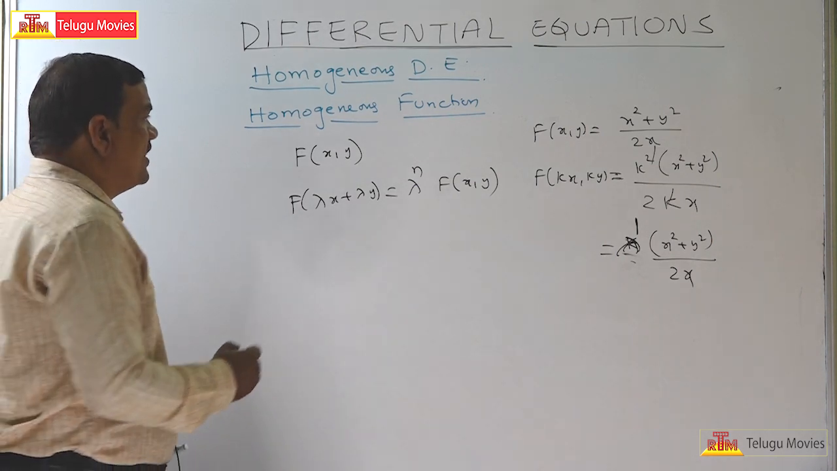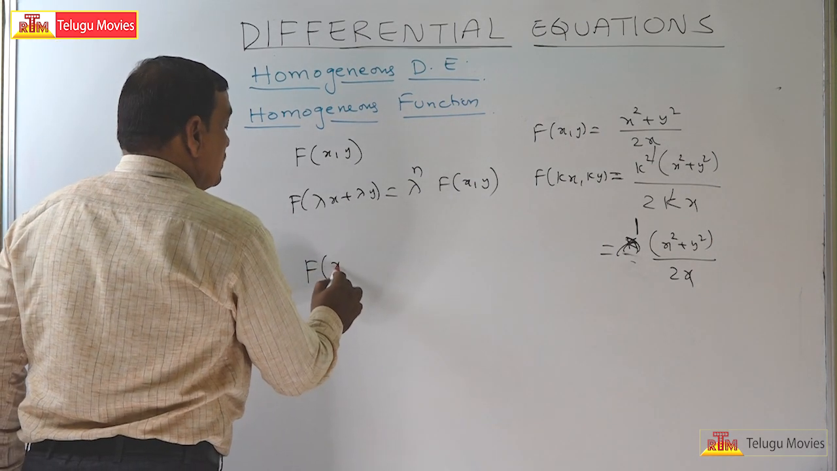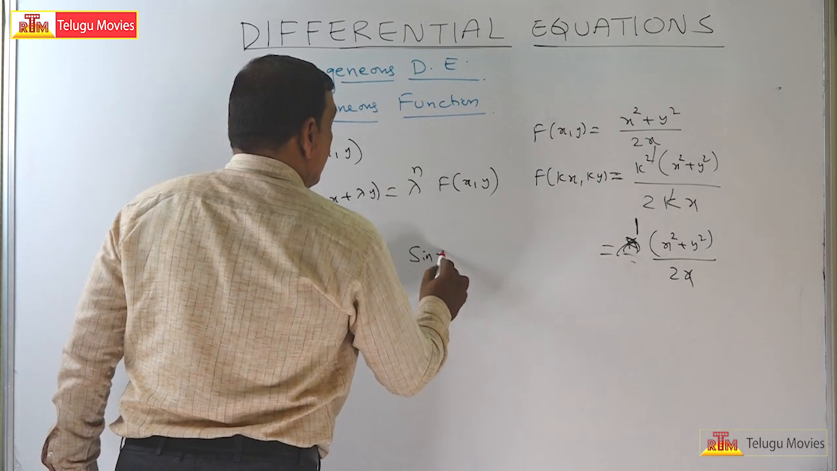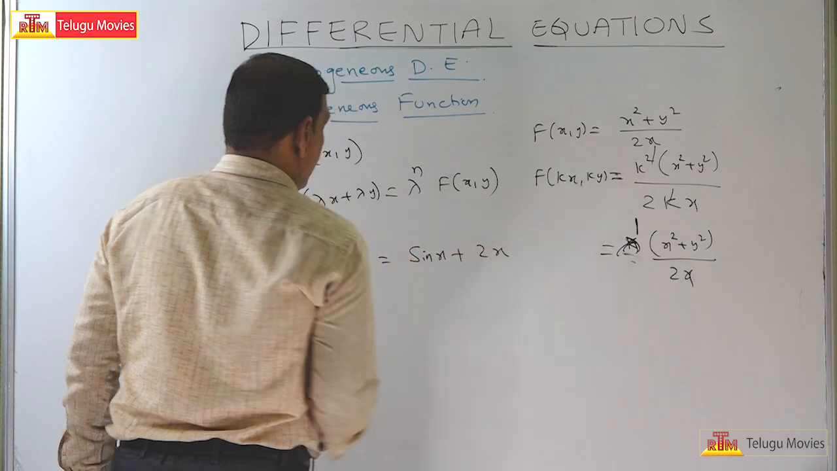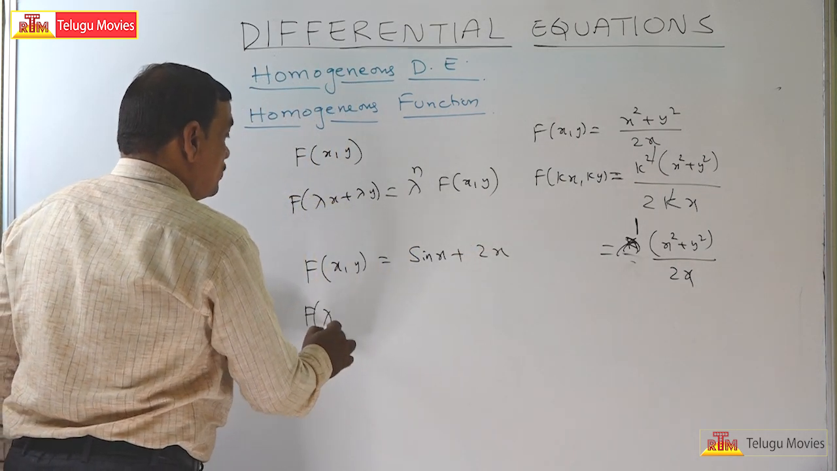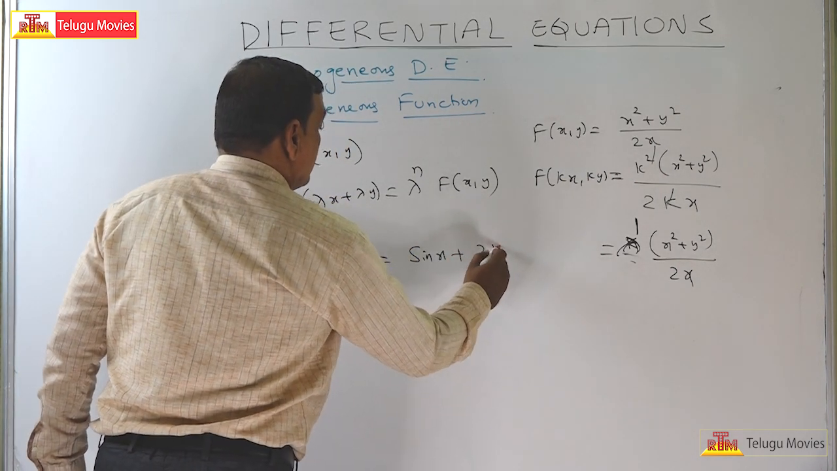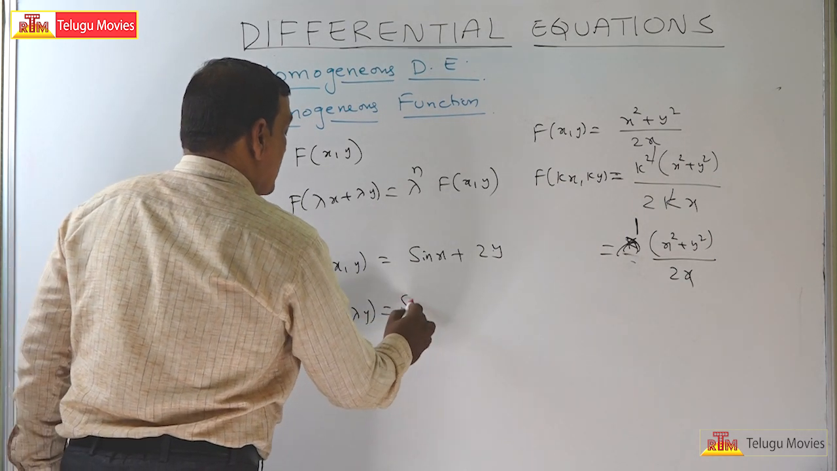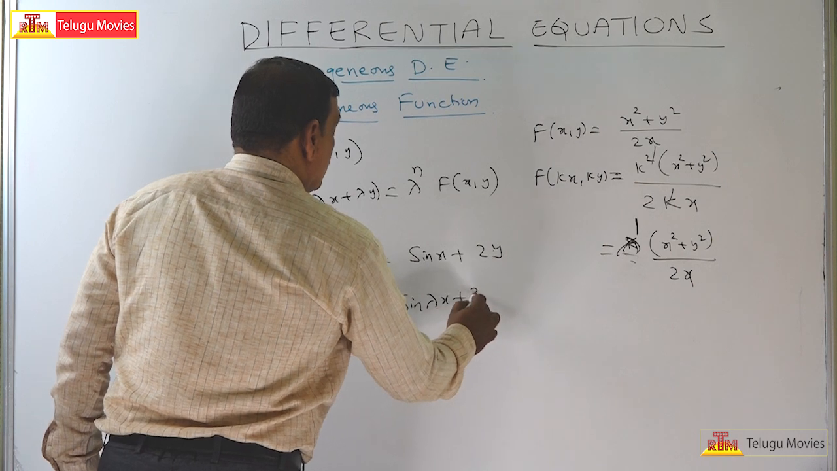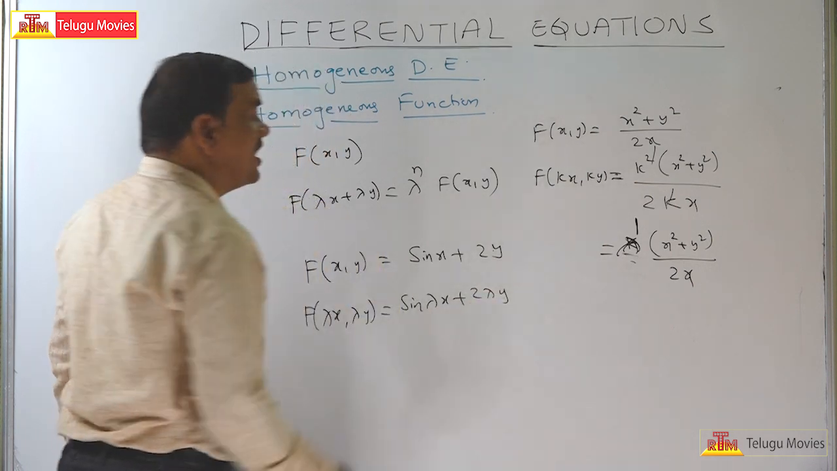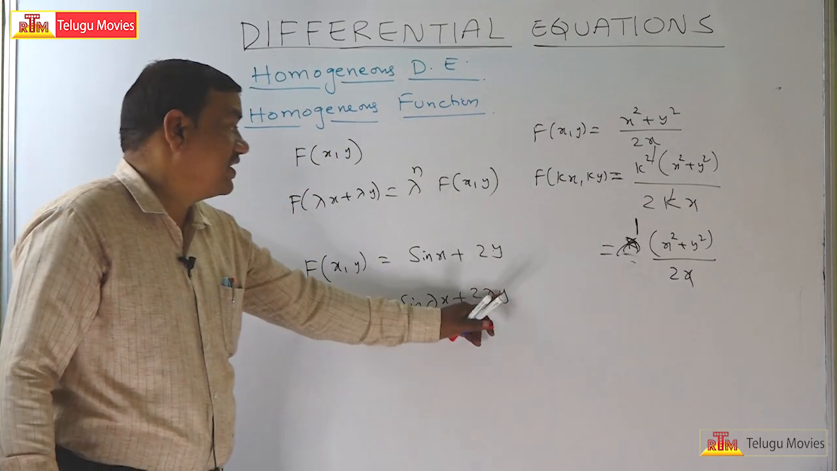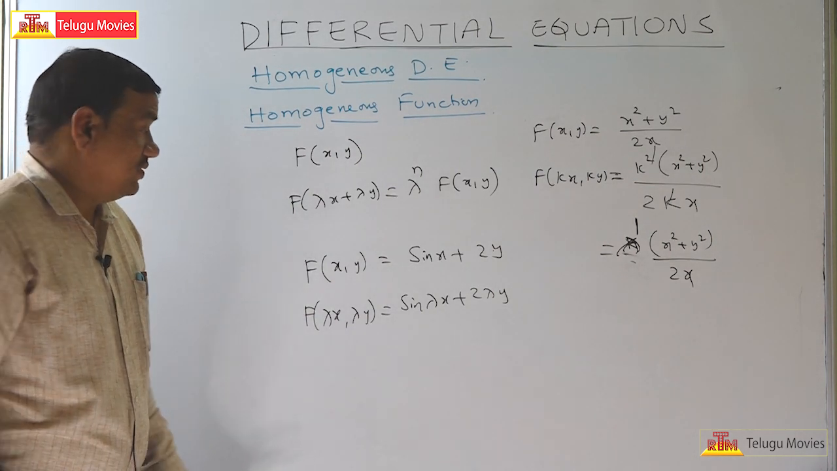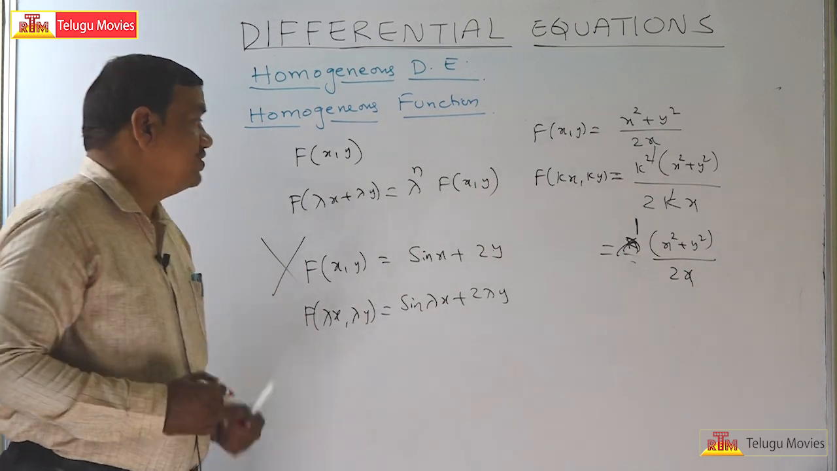Let us take one more example. For example, f of x comma y is equal to sin x plus 2y. So this is f of lambda x comma lambda y, sin of lambda x plus 2 into lambda y. So you cannot take lambda common outside. Therefore, it cannot be a homogeneous function.